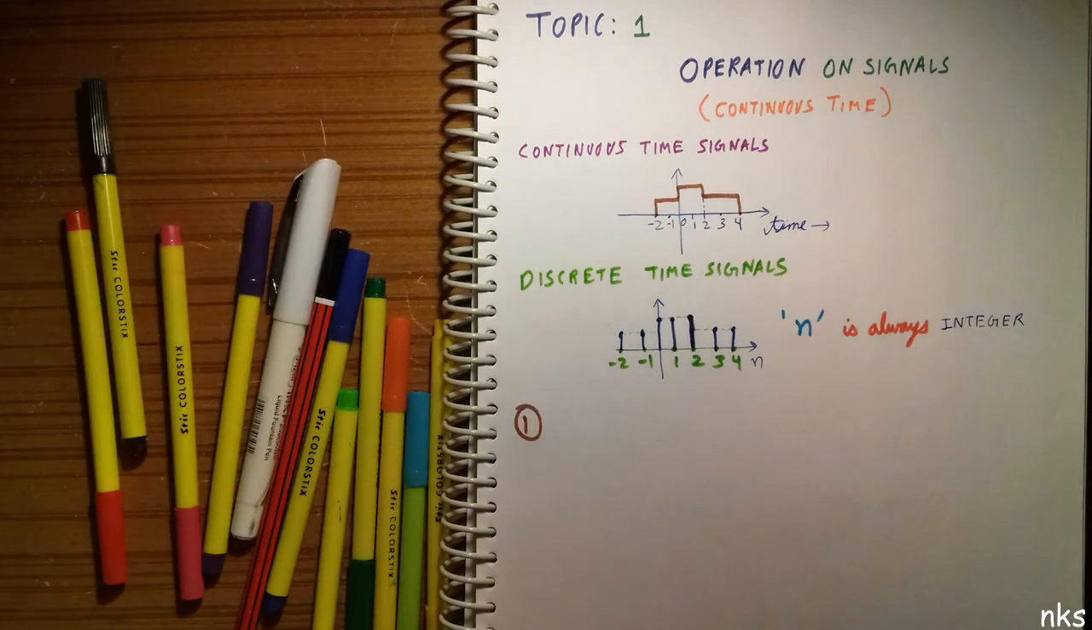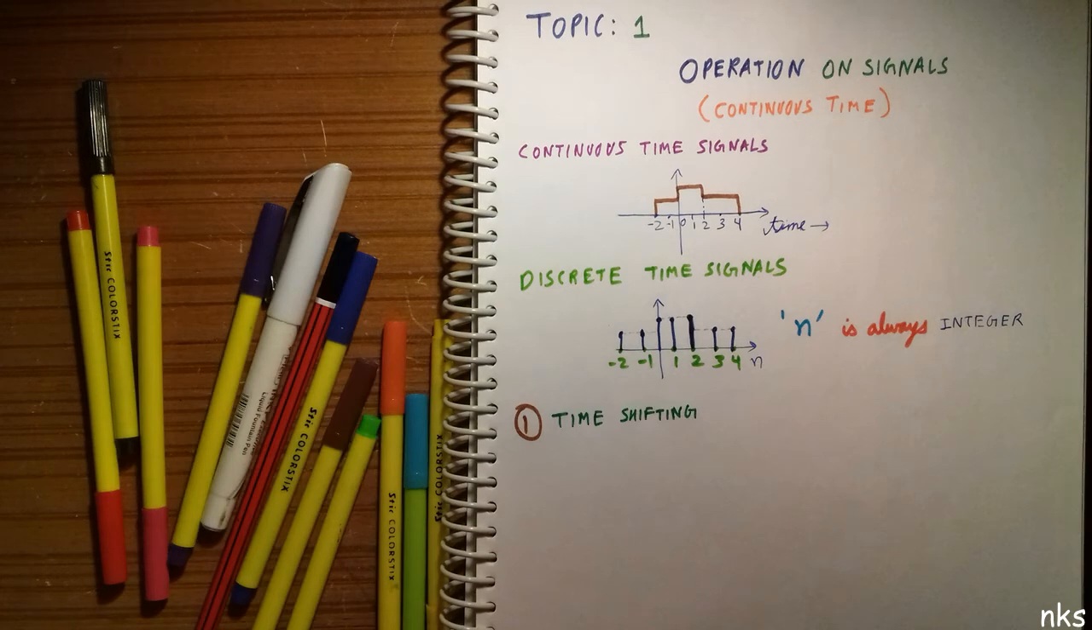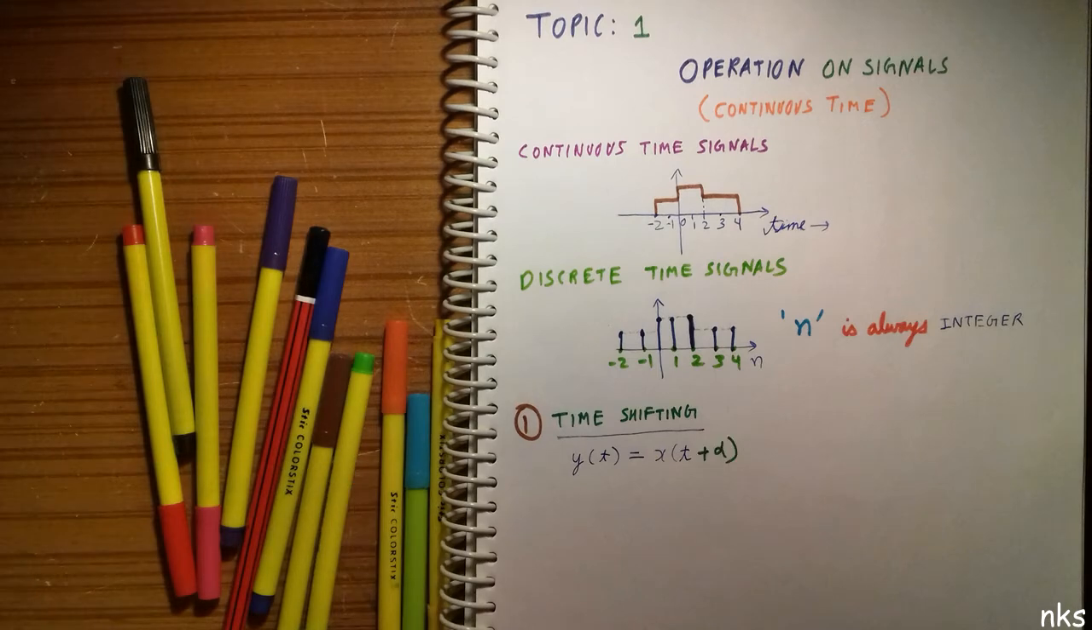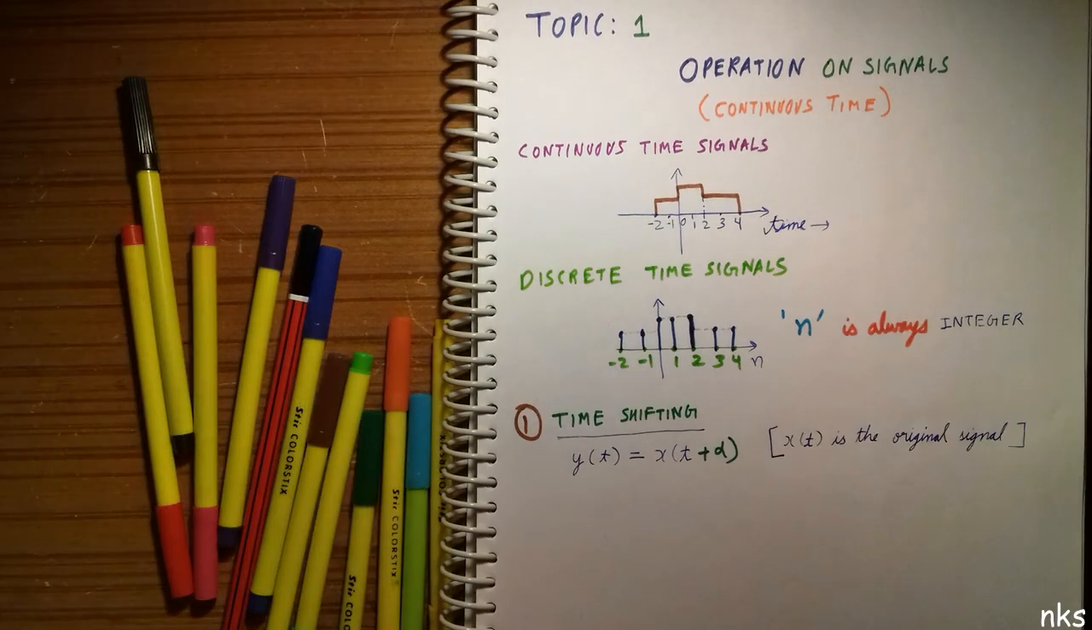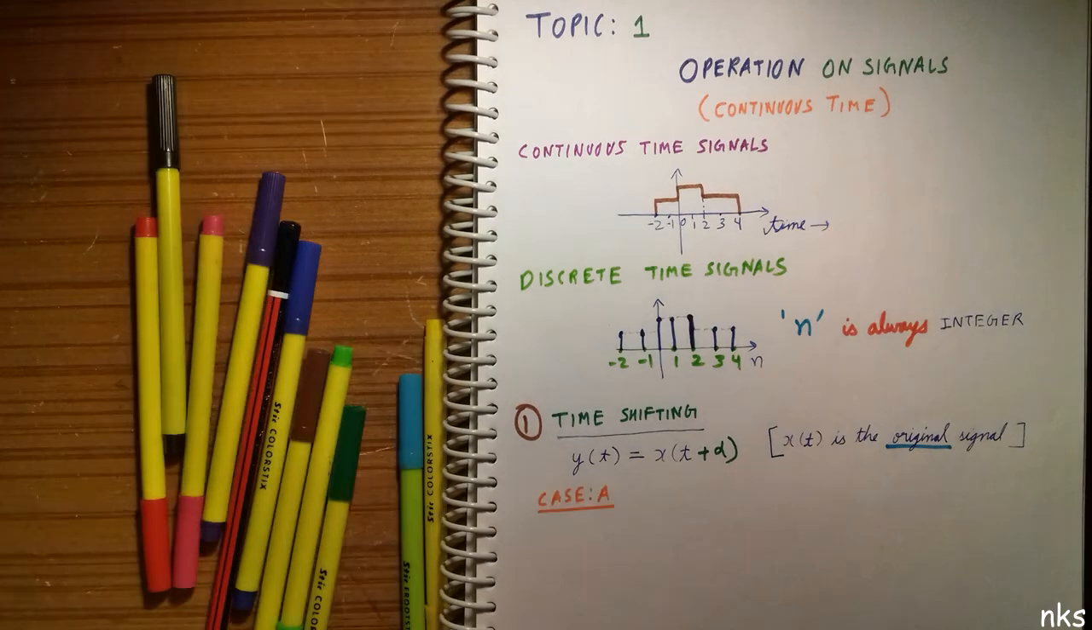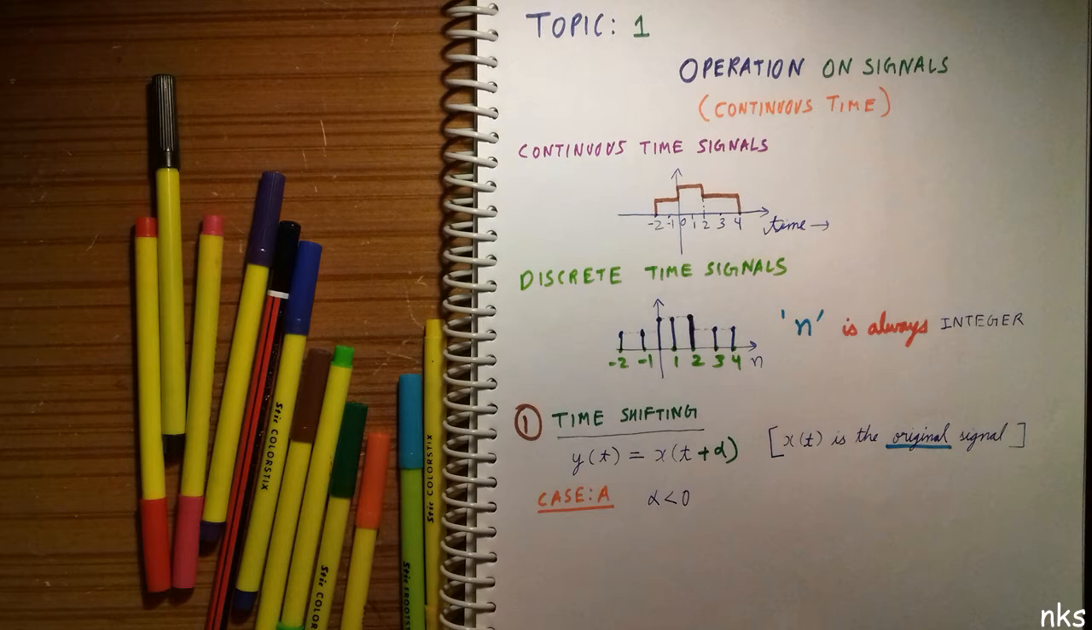So let us take the first operation, time shifting. It is represented by y of t is equal to x of t plus alpha. Here x of t is the original signal on which the operation is performed, and after performing the operation we get y of t, and the operation is x of t plus alpha. So here are two cases. Case A, alpha less than 0.